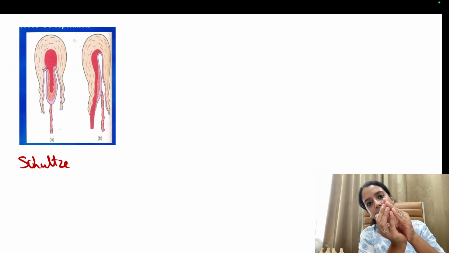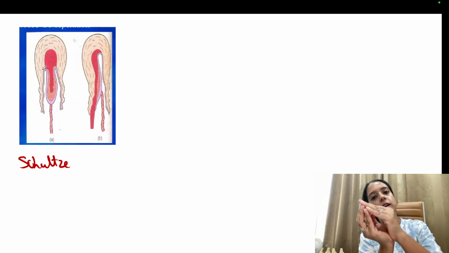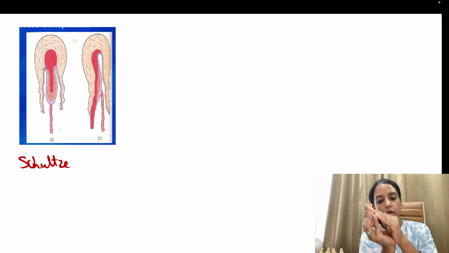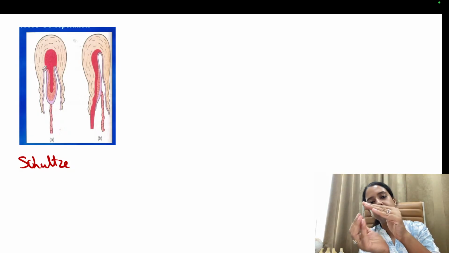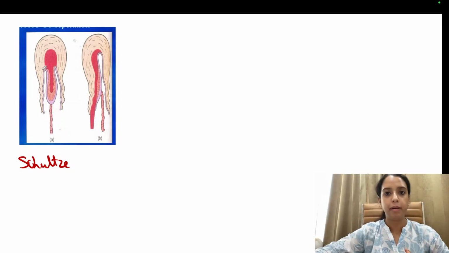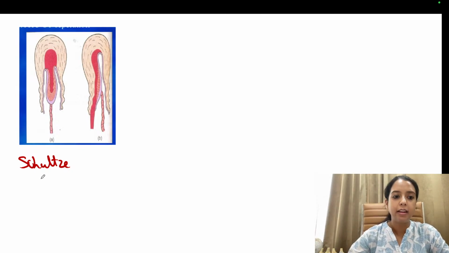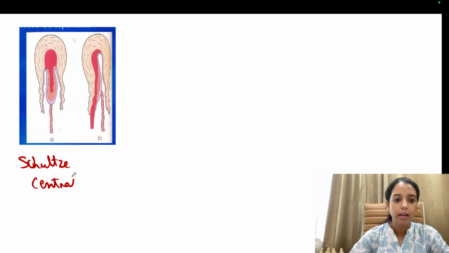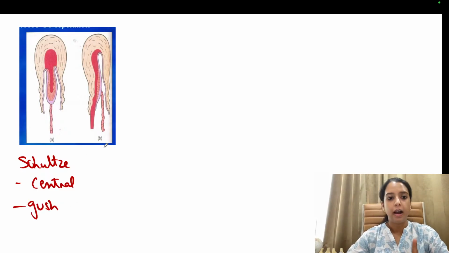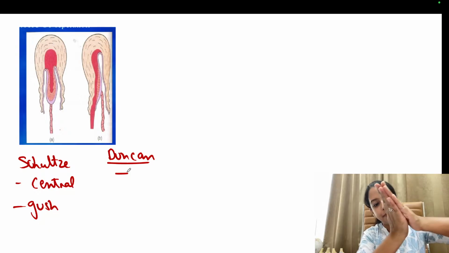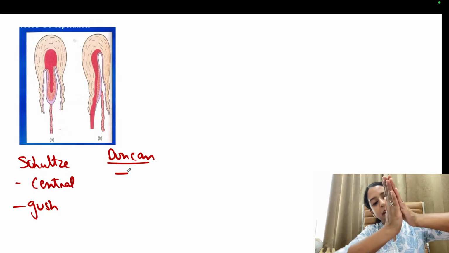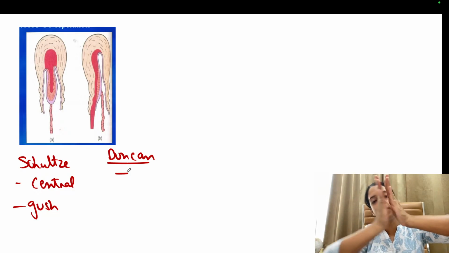It starts to buckle on its own weight, and it separates posteriorly. Blood is getting collected posteriorly. I can't see blood right now. So it slowly separates centrally, and once it is separated, then a gush of blood comes. So the Schultz mechanism is a central separation where the gush comes once the placenta is separated. Another one is the Duncan's mechanism. In Duncan's, it is peripheral. This is the placenta, it is peripherally separating, and the blood is leaking out continuously.